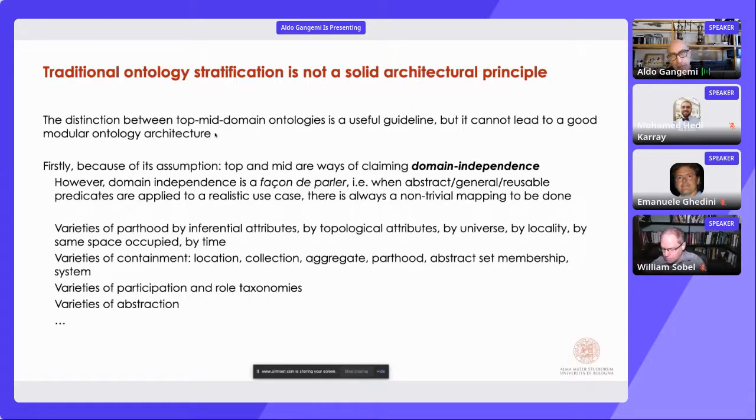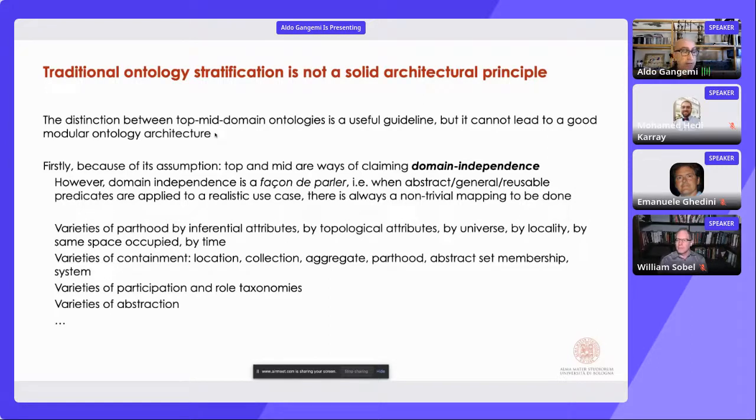So, when you map to the actual domain, you are actually making some choices that do not ensure that when you compare this ontology, that you've organized possibly in a stratified way, you are actually making the same assumptions as the other ontologies.